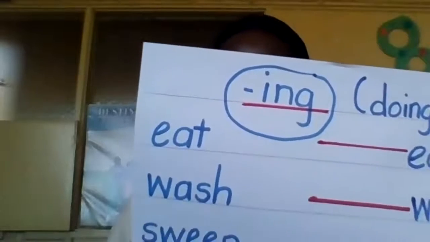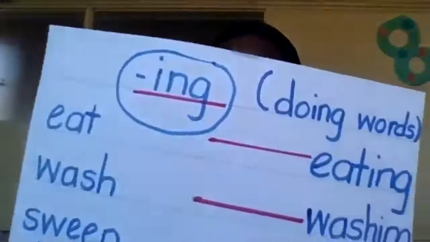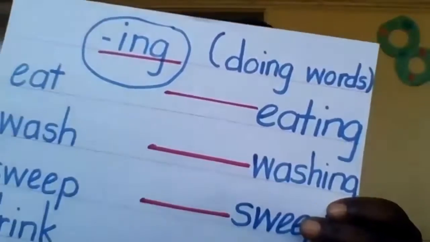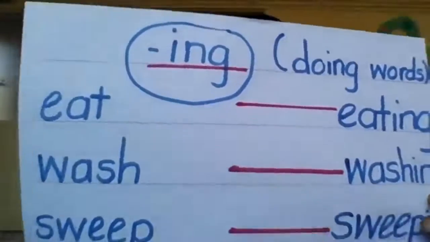Now let's look at the third word there. Sweep. What are you doing there? Okay. So if someone says sweep, then you ask, what are you doing? I am sweeping. Let's write that word down. You copy it as it is, and then at the end you just add ing. So sweep and you are sweeping. Just add ing. You're not changing anything there.